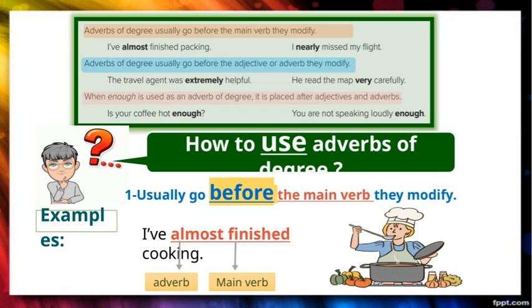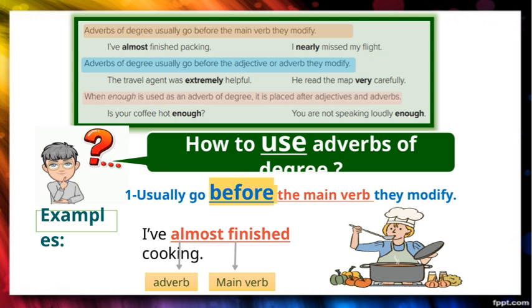Let's take a closer look at how we use adverbs of degree with main verbs. Typically, these adverbs come before the main verb they modify, giving us a way to express the extent or intensity of an action. For example, you might say, I've almost finished cooking, where almost tells us how much of the cooking is done.